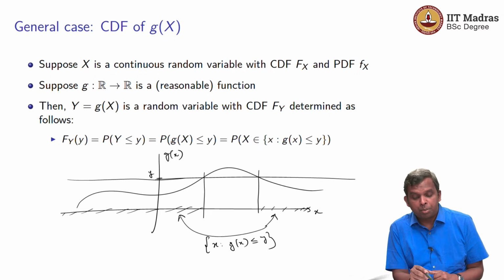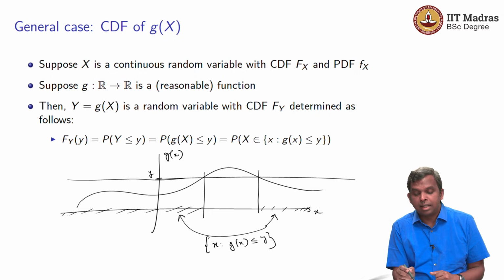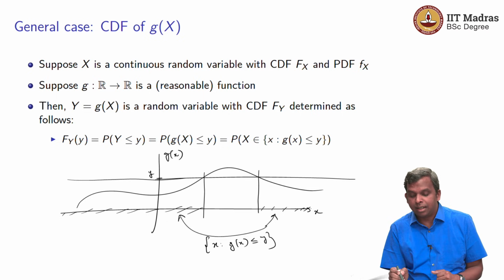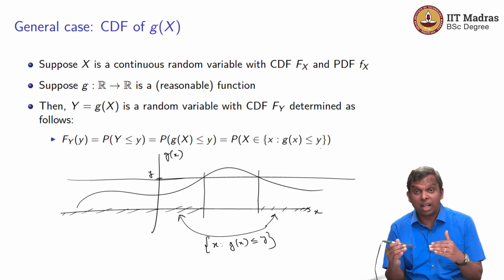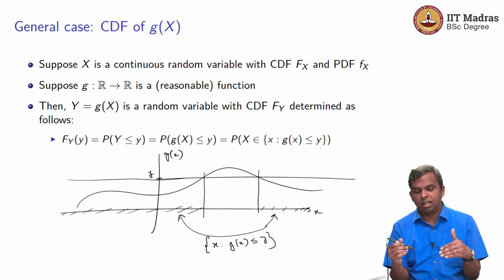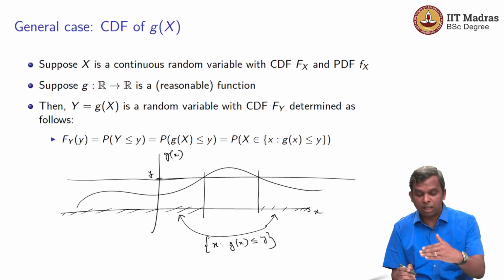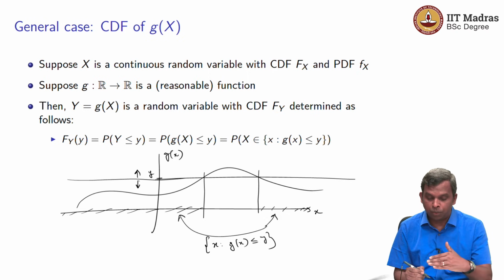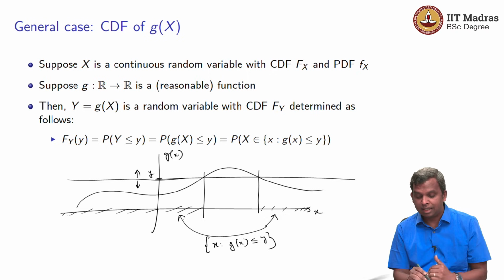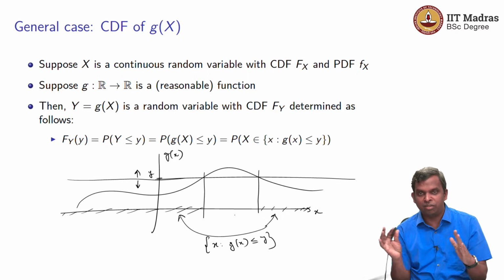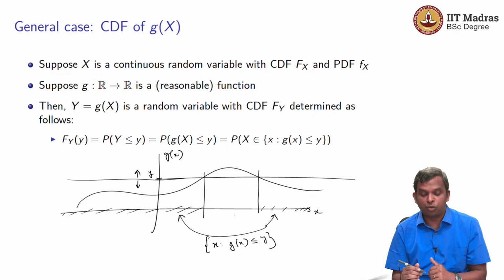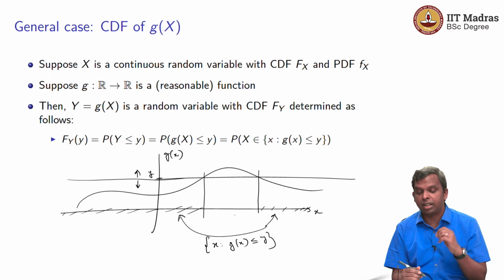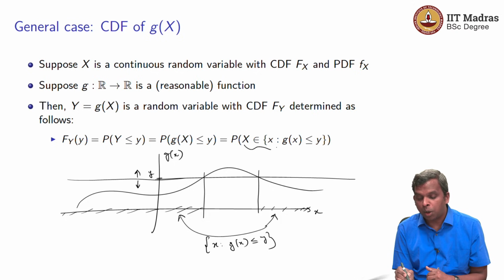Now, the probability that g of x is less than or equal to y is the same as the probability that x lies in this set, right? If x were to lie in this set, g of x will be less than y. So that's the idea. For every y, as you keep varying y, this set will also vary, where it hits g of x will vary. So the probability that g of x is less than or equal to y will keep varying, and it has been converted into a problem of probability for x, isn't it?